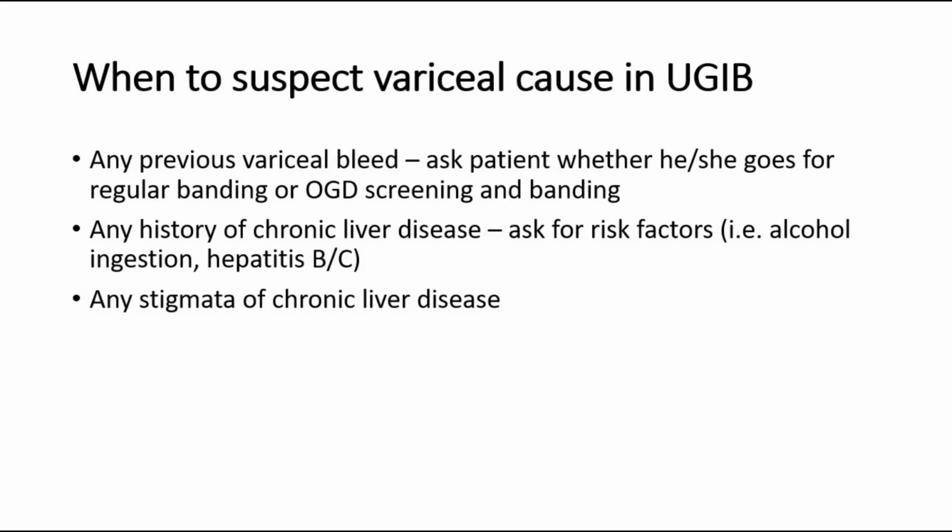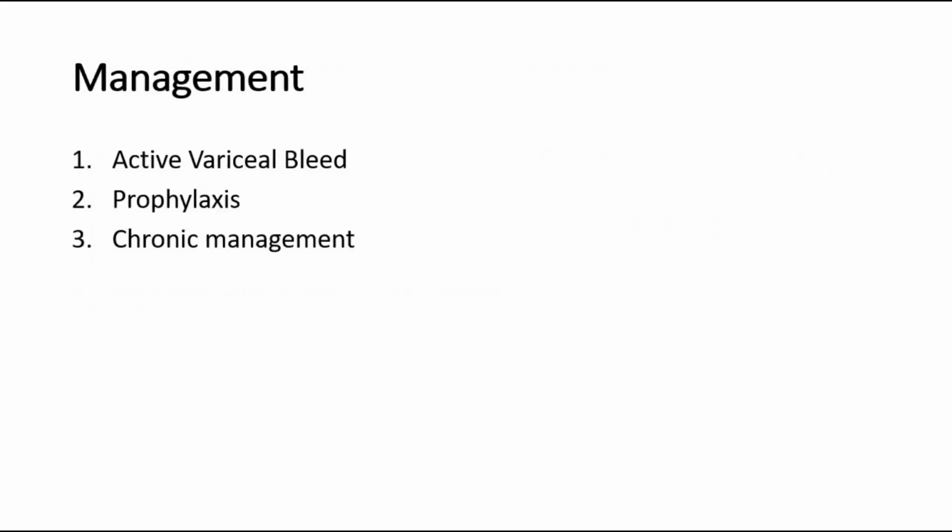When to suspect a variceal cause in upper GI bleeding. Any previous variceal bleed? Ask the patient whether he or she goes for regular banding or OGD screening and banding. Any history of chronic liver disease? Ask for risk factors such as alcohol ingestion, hepatitis B and C, and is there any stigmata of chronic liver disease? For management of variceal bleed, it can be divided into 3 main categories: for active variceal bleed, for prophylaxis, and chronic management.